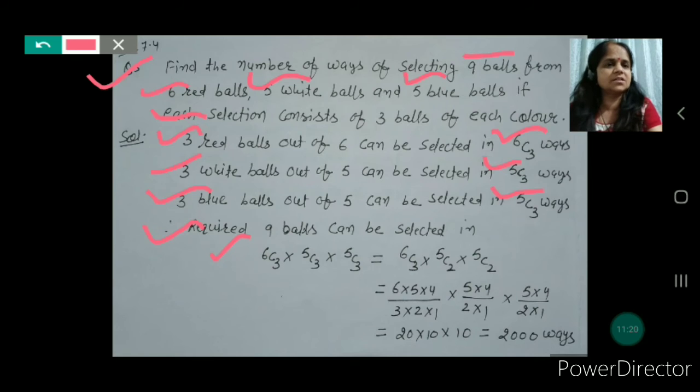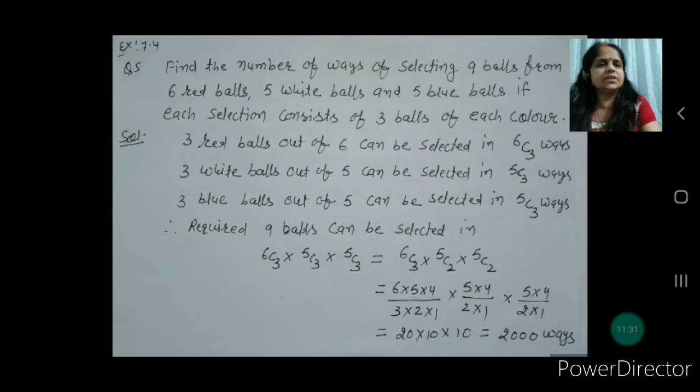So 6C3, and 5C3 means 5C2. And same as here. Now solve it, you will get the answer. It is 2000 ways.